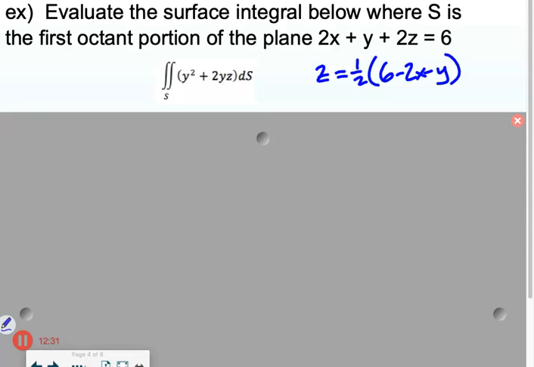Okay, so that's the equation of the plane if you were to solve it for z. And now, when you rewrite your integral, without putting in limits yet, your y stays y, but your z now becomes that guy right there.